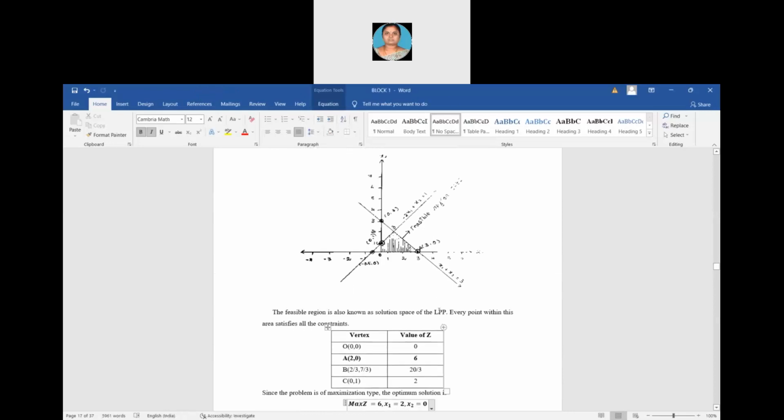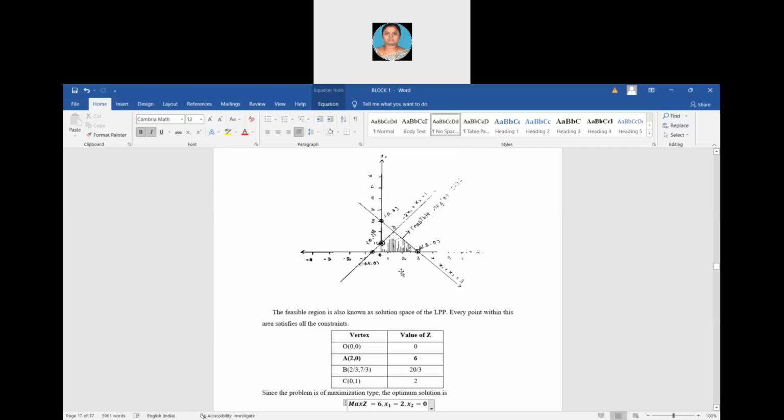And within this feasible region, you have to identify what are all the coordinates we are having. So within this feasible region, what are all the coordinates we are having? Means 0 comma 1 is one part. Okay, and here you will be having 2 by 3 comma 7 by 3. Another one is 2 comma 0. 2 comma 0 means this line. Here if your x1 is 2, x2 will be equal to 0.